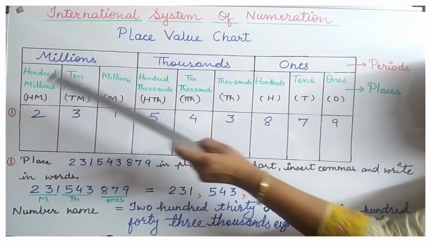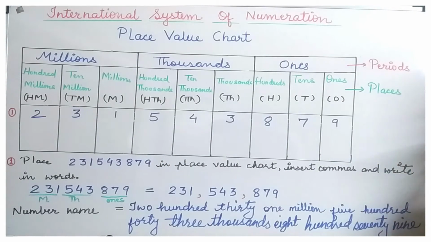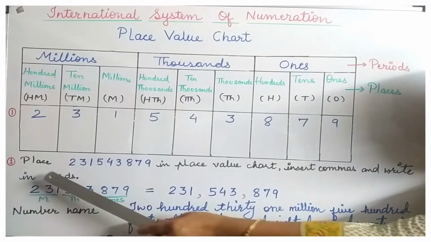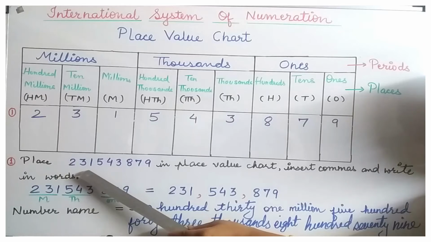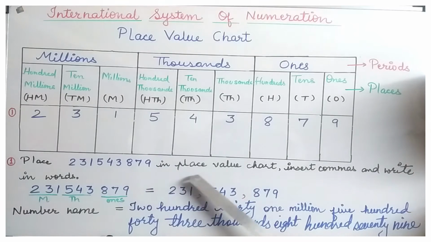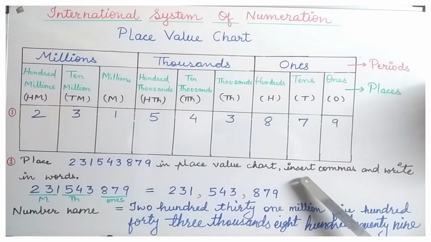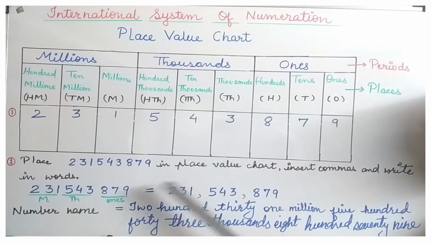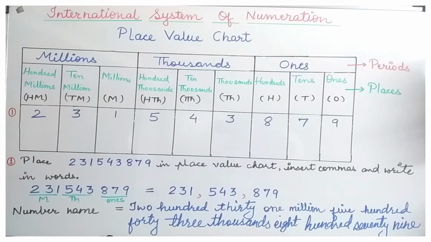Now what is the question? Where we can place the comma and how we can place these numbers in the place value chart. So we can understand by this example. Place 231,543,879 in place value chart. Insert commas and write in words. That means where we can place the comma and how we are writing in words.